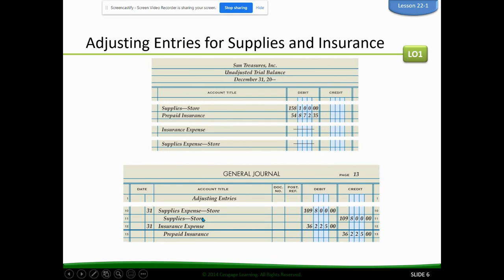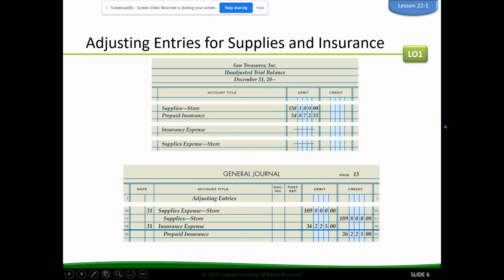Then the next couple are supplies expense and supplies. They tell us how much we had at the beginning, they tell us how much we have at the end, and the difference is the adjusting entry. My supplies expense is going to be my debit, and my supplies has to go down, so it's going to be my credit. Same thing with insurance and prepaid insurance. I used up 36,000 of insurance, so that's going to be my expense. Then I need to reduce my prepaid insurance by that same amount. So those are my next two. And you can write these down as we go. That would be my suggestion.